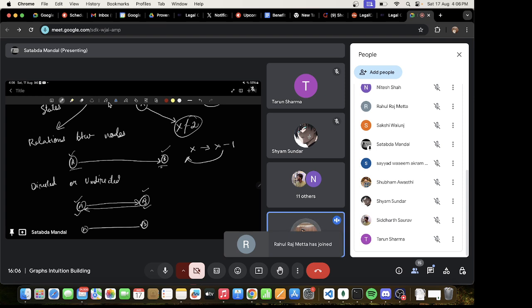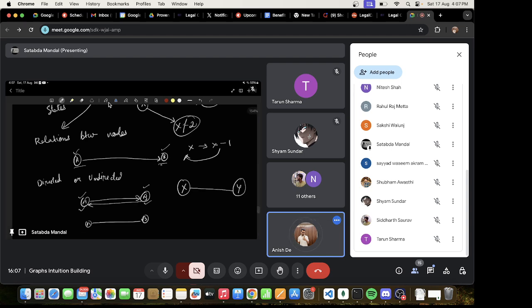For example, let's say I have a place called X and a place called Y, and there are flights between X and Y. In this case it will be an undirected edge, because I can go from X to Y and also come back from Y to X. So whenever you see that I can go forward and come back, it should be undirected. If you see that I can only go forward and never come back, it should be a directed edge. As simple as that.